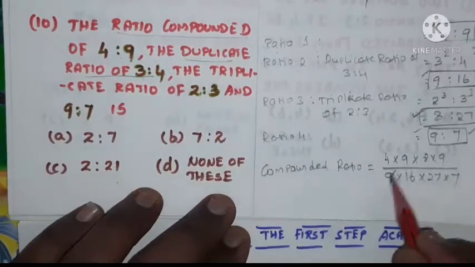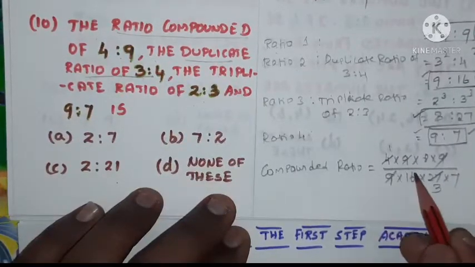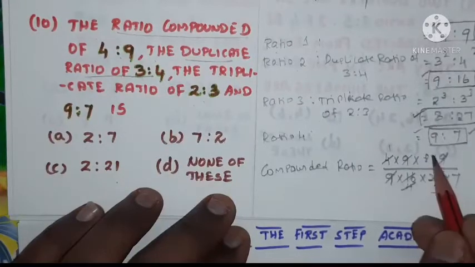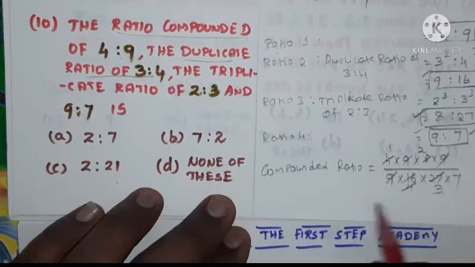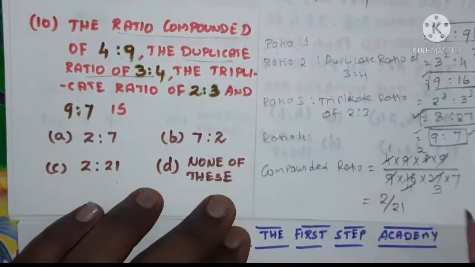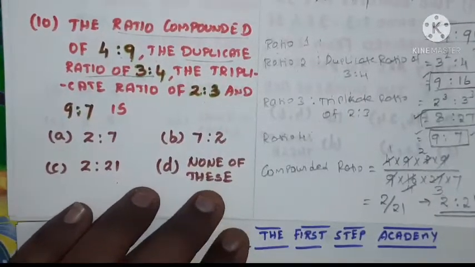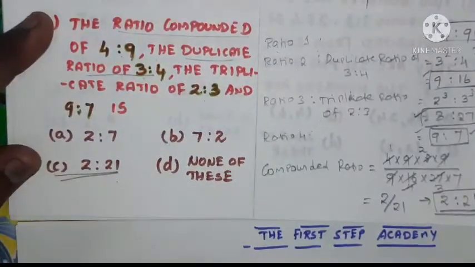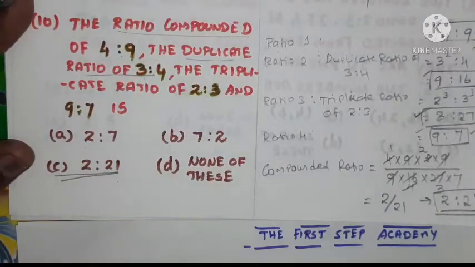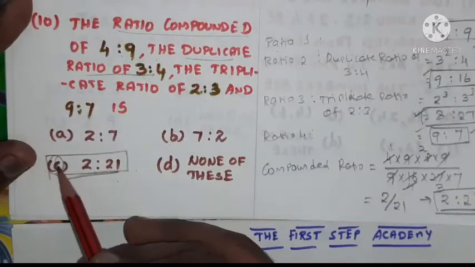So now 9 will cancel, so this 9 and 27 will cancel, 3 remains, and 4 1s are 4 and 4 4s are 16, where this 4 and these 2 4s are 8. So remaining values are 2 and here 21, 7 3s are 21, right? So 2 by 21 remains, hence this can be written as 2 is to 21. Hence the right answer for this particular problem is option C, 2 is to 21. So the compounded ratio we found is 2 is to 21, hence the right answer is option C, 2 is to 21.